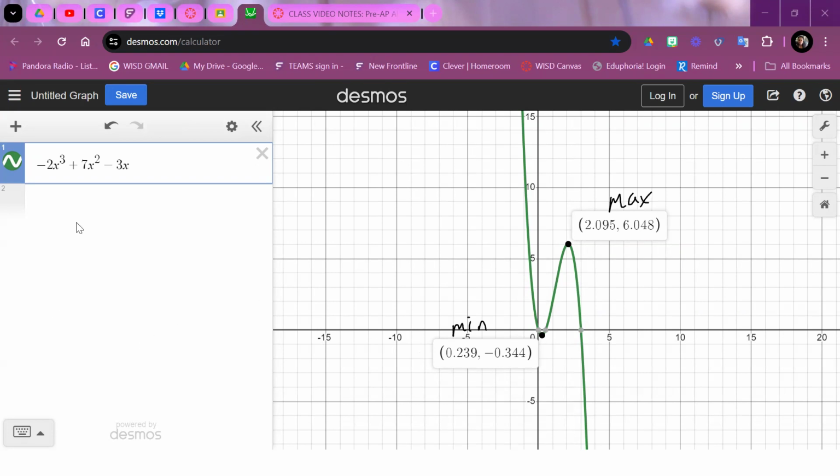So from there, we're going to read our graph from left to right. Is that cool? So from left to right, we start off as a what? As a decrease. And we're decreasing from negative infinity all the way up until we reach our minimum. And our minimum takes place at 0.239. We are going down, right?